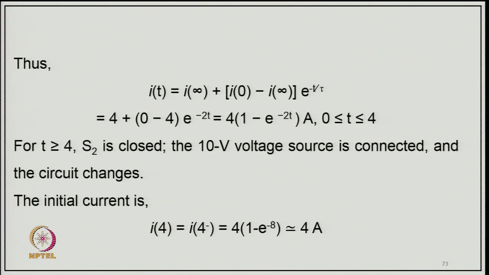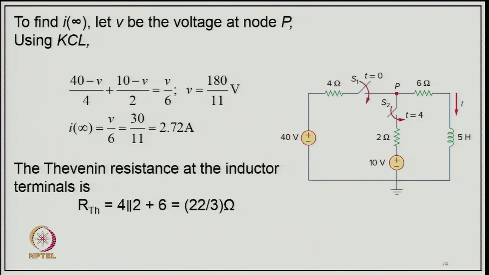So, for t greater than 4 seconds, S2 is closed. The 10 volt source is now connected and the circuit changes. The initial current is I(4) equal to I(4-), which is 4(1 minus e to the power minus 8), approximately equal to 4 ampere.